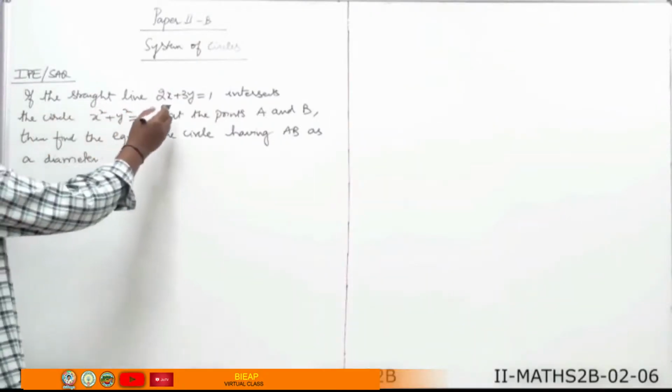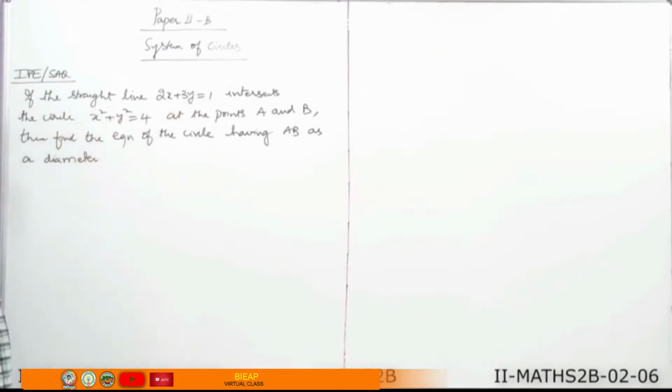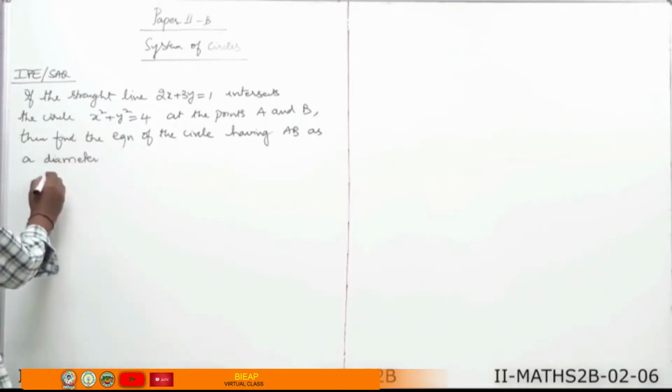If the straight line 2x plus 3y equal to 1 intersects the circle x square plus y square equal to 4 at A and B, then find the equation of the circle having AB as the diameter.